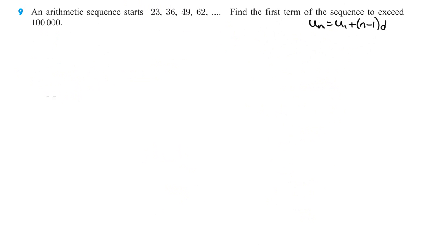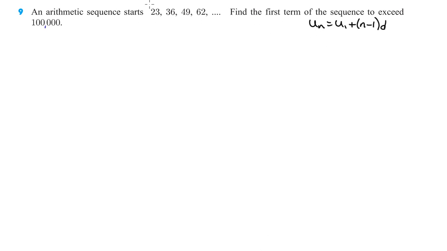Okay. Moving on to number 9. Arithmetic sequence starts like this here. Find the first term of the sequence to exceed 100,000. Okay, so what I would suggest doing is we really need this formula here. So we got to come up with this, figure out what the general term formula is for the sequence here.